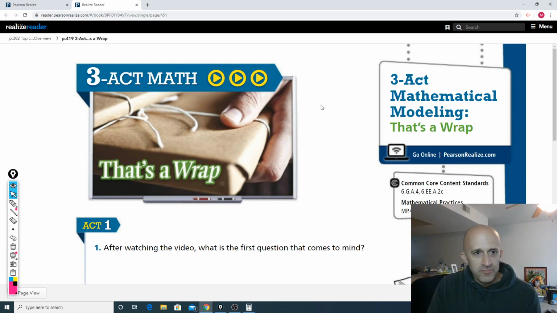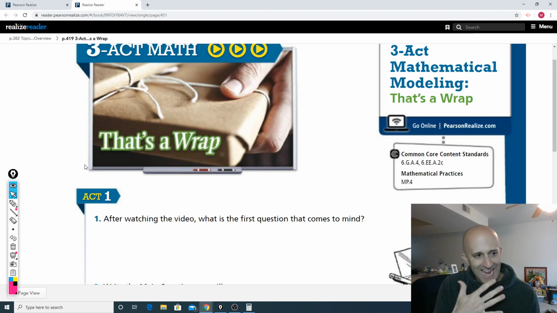That's okay. So again, it's called 3-act mathematical modeling. This will take us this time frame and a good chunk of tomorrow too. That's why I'm starting it now, so that we can roll into that tomorrow too.